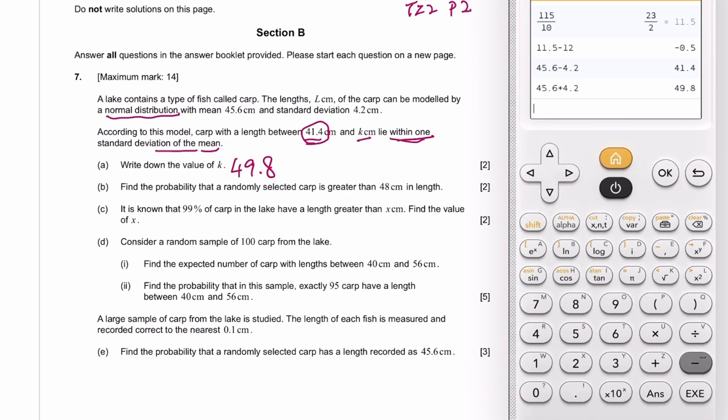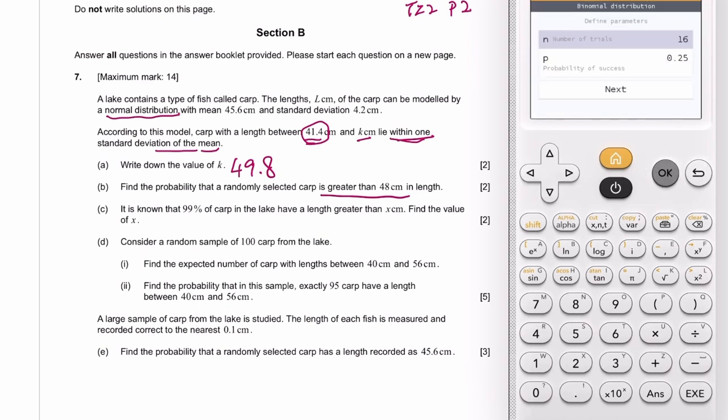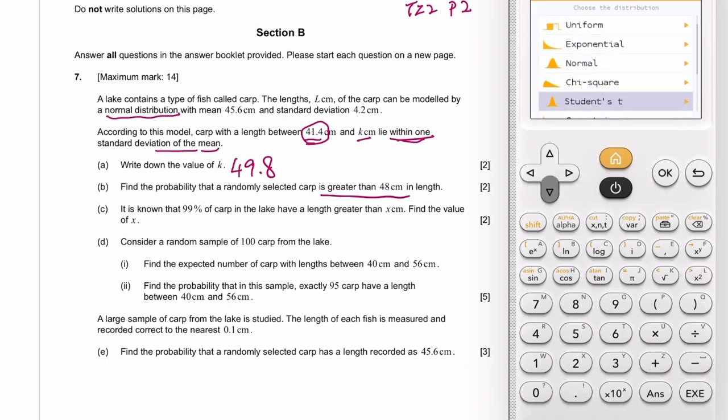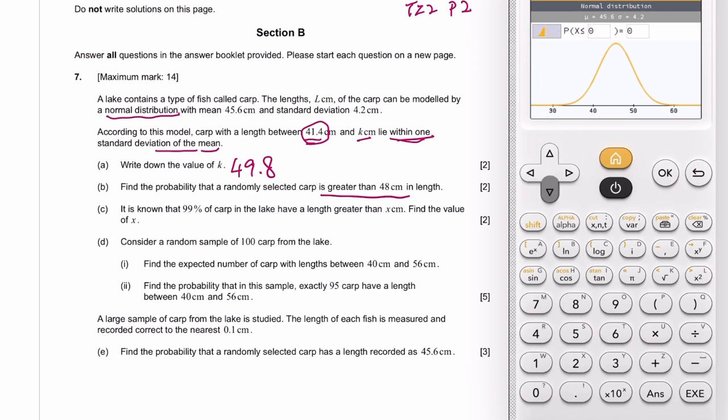And the probability that something picked is greater than 48, so that's pretty direct. Normal CD. Where's my normal CD? Oh, here. What's the mean? Standard deviation, greater than 48, 0.28385.